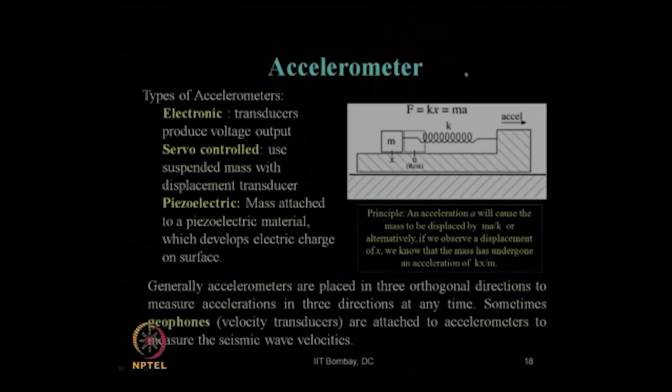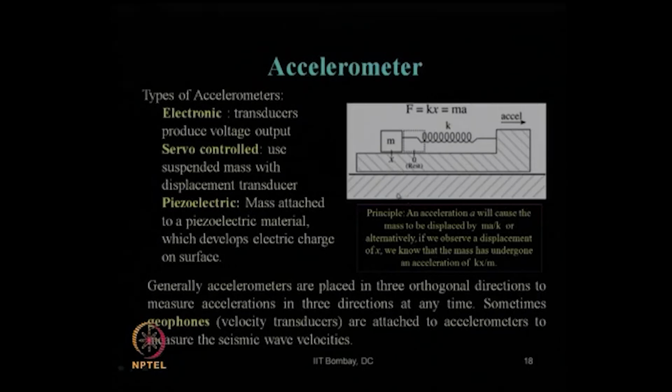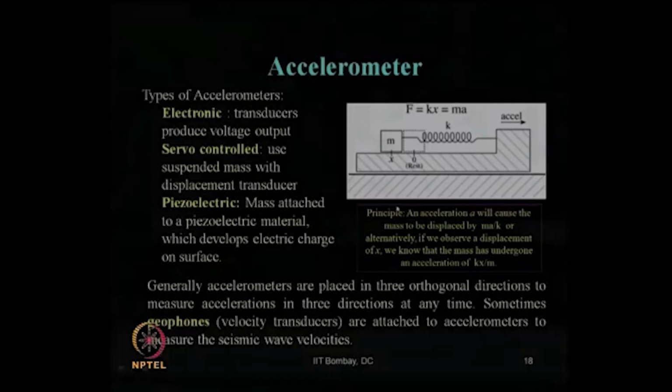So, once you know acceleration at one instant of time, obviously with respect to time you can note down the variation of this acceleration. So, either you record the displacement or you record the acceleration with respect to time, recorded through this movement of your suspended mass, in this case of servo controlled accelerometer. So, this is the principle on which any accelerometer works. This is the basic fundamental principle based on the single degree of freedom system mass spring model. Okay.